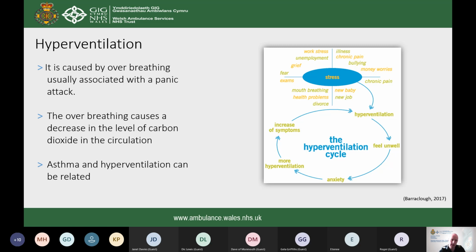Hyperventilation we'll talk about because it can get mixed up with asthma. Hyperventilation is caused by overbreathing. Overbreathing causes a decrease in the carbon dioxide levels in our circulation. And again, asthma and hyperventilation can be related.